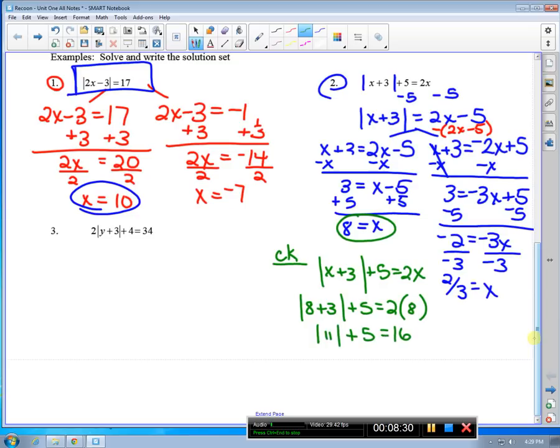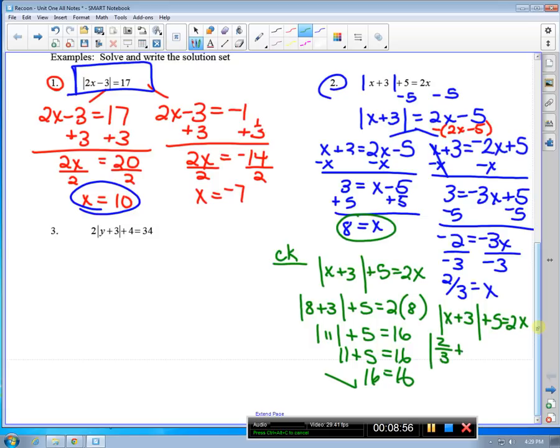And the absolute value of 11 is 11. So we have a nice check there. And for 2/3, let's take our original again. Absolute value of x plus 3 plus 5 equals 2 times x. And put our 2/3 in.